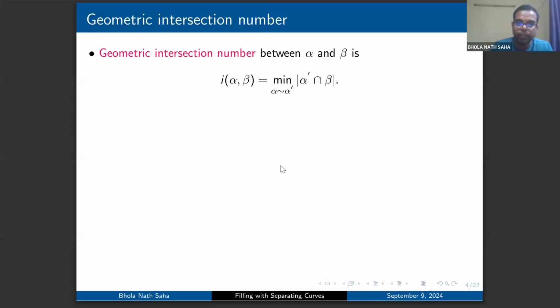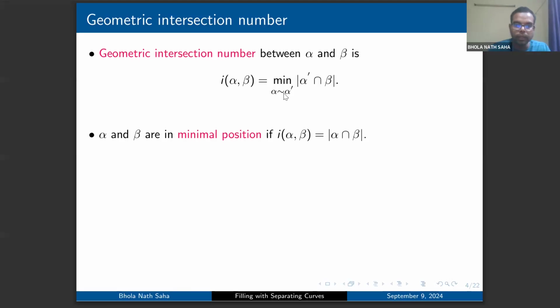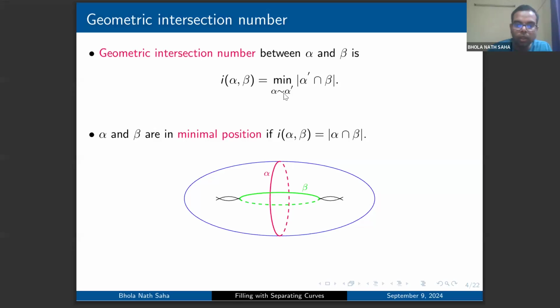Now we define the geometric intersection number. Given a pair of simple closed curves alpha and beta, we assign a non-negative integer called the geometric intersection number, and it is defined by this relation. Here, tilde stands for the free homotopy relation. We say that the two curves alpha and beta are in minimal position if the geometric intersection number between them is the same as the number of points of intersection between the curves. In this picture, the geometric intersection number between the curves alpha and beta is 2, and the curves are also in minimal position.